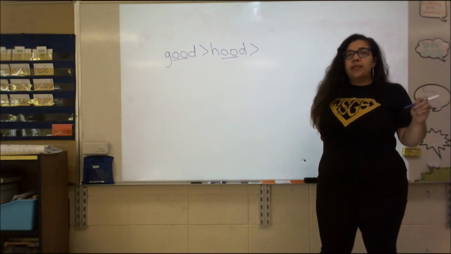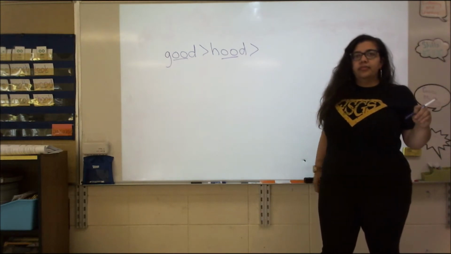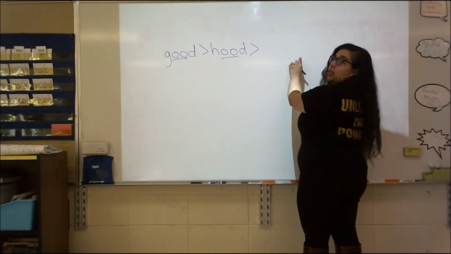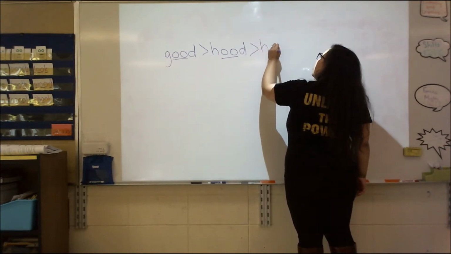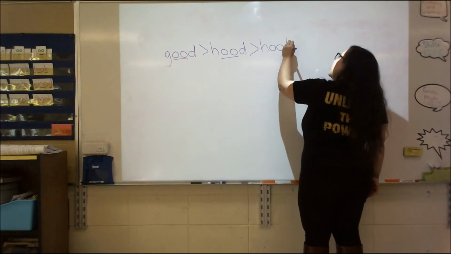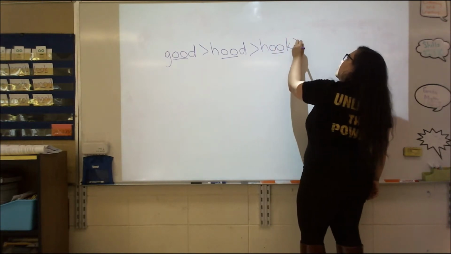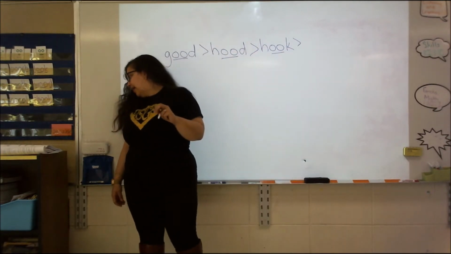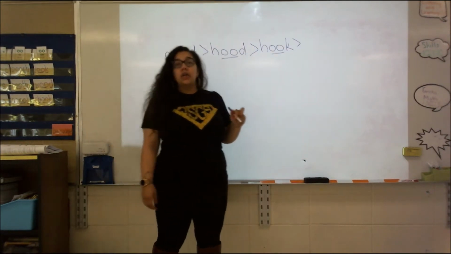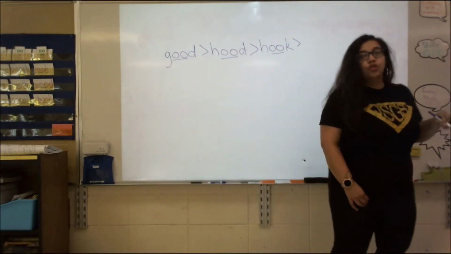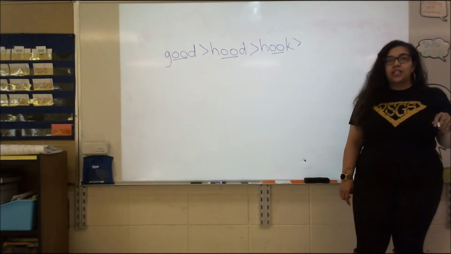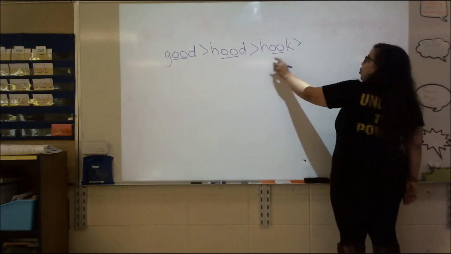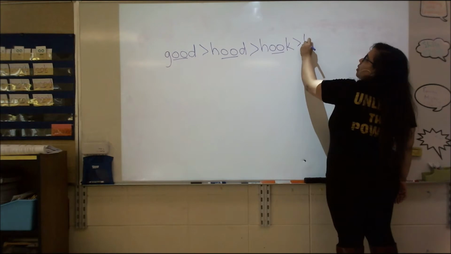Hook. What sound am I changing now? The ending sound. I'm going from d to k. So, from hood to hook. From hook, I would like book. From hook to book. What sound am I changing? The beginning sound. I'm going from h to b.